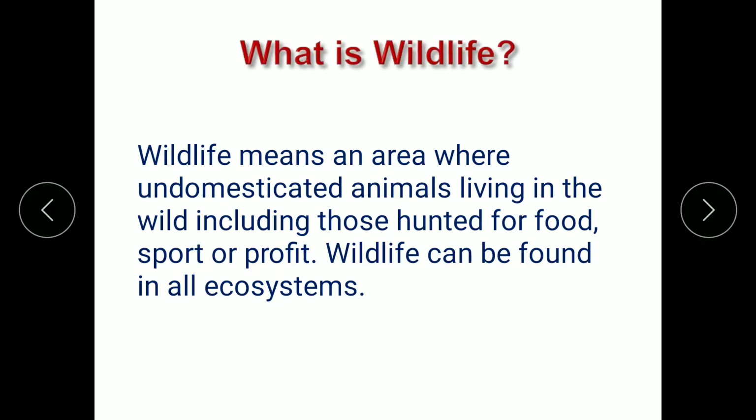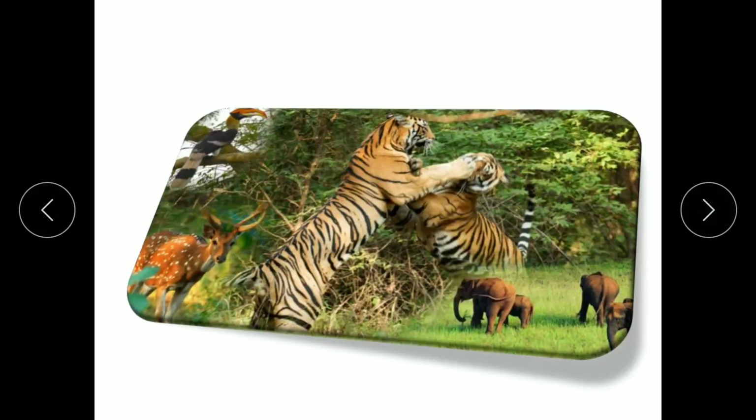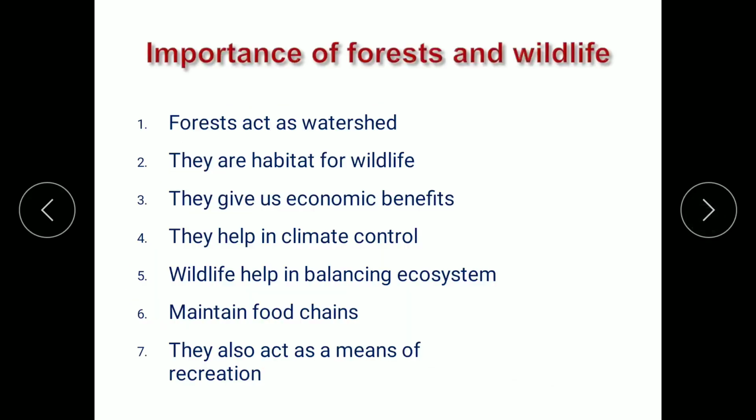They are not domesticated. They are free in nature. They find their own food by hunting. So wildlife can be found in all types of ecosystems. So this is one type of ecosystem given.